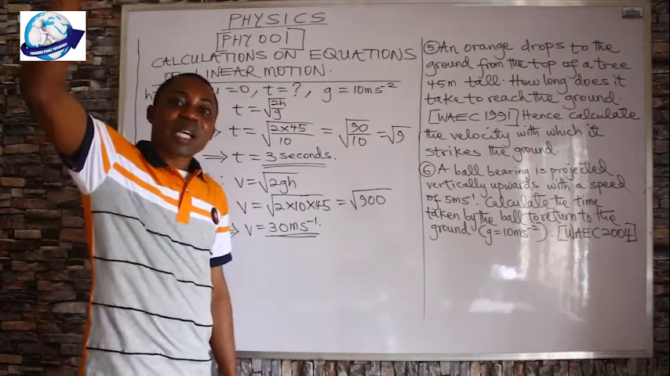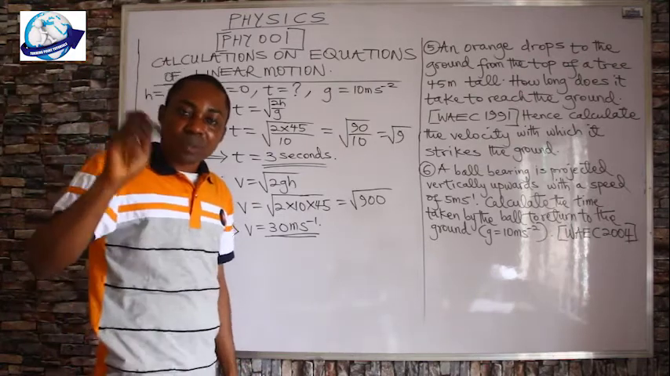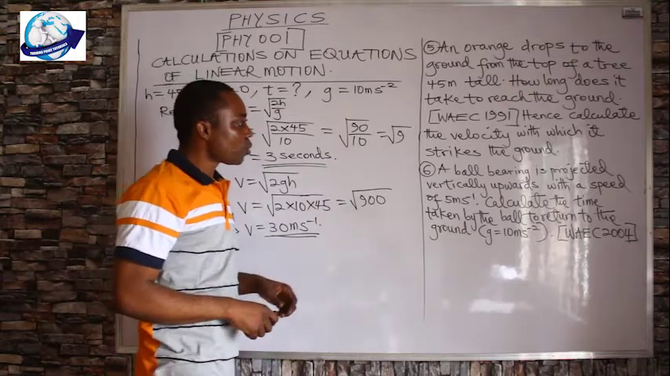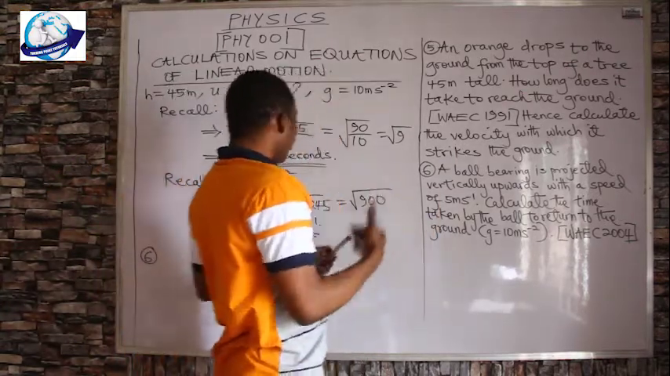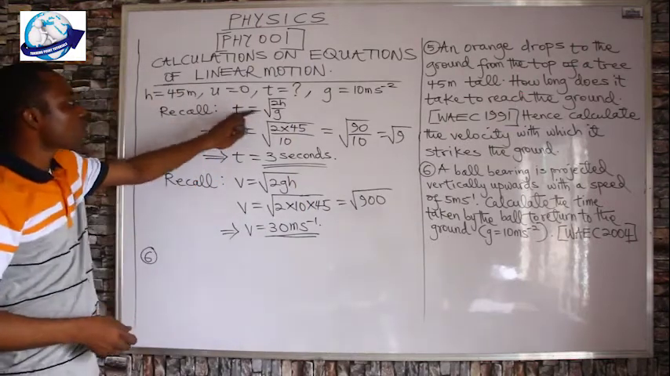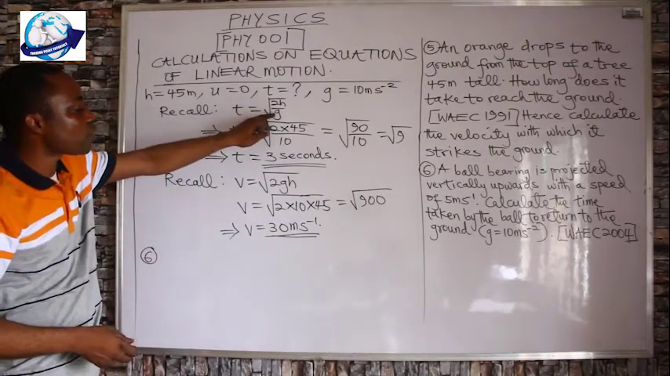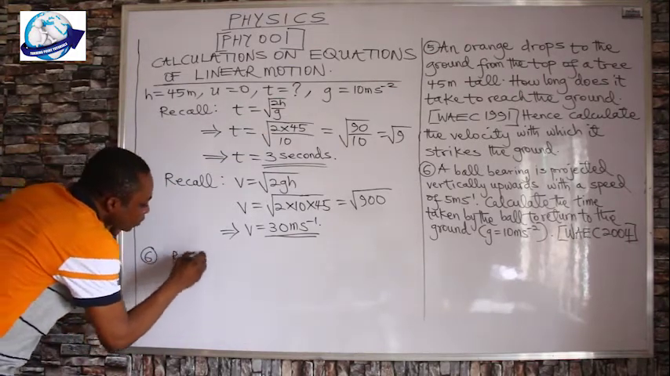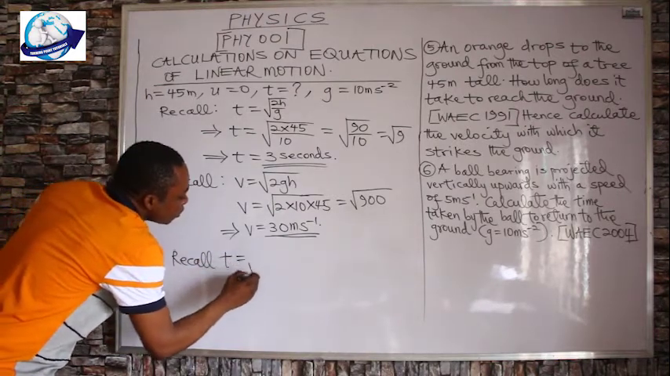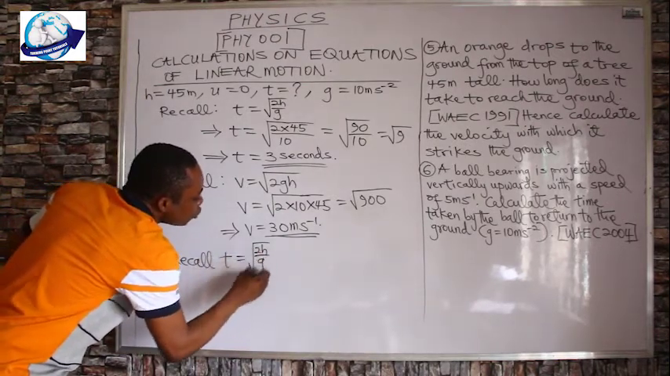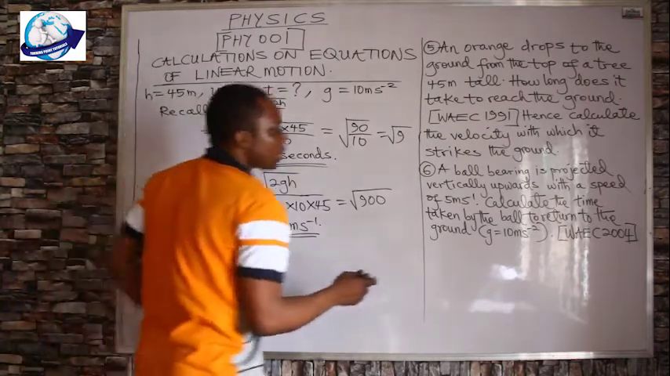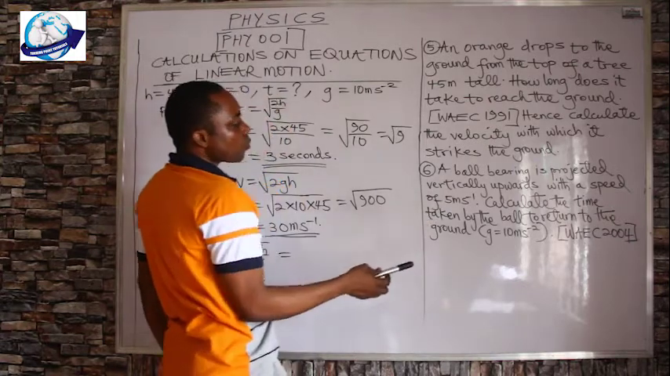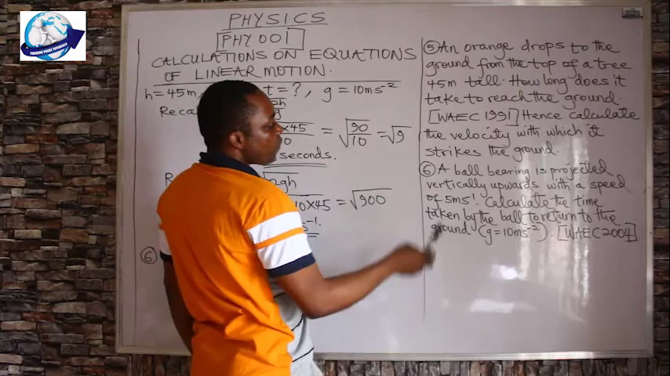And when it's moving from the highest height to the ground, remember u, the initial velocity, is always equal to 0. Now we still retain the same formula here. t equals square root of 2h all over g. Now what's the height? It says here the ball was projected vertically upward with a speed of 5 meters per second.